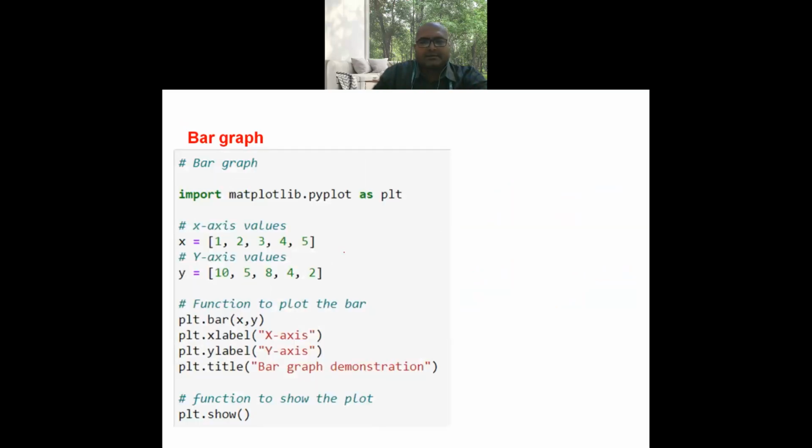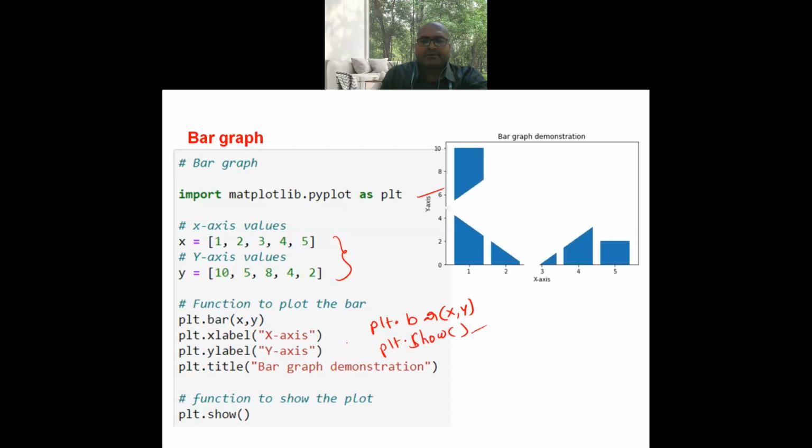Bar graphs. The procedure of bar graph is same as simple plot. The only difference is the basic syntax. Import library, define data. Here you can utilize plt.bar of the two variables between which the graph is to be plotted. plt.show will display the graph, and the remaining thing is same: x label, y label, title. You can add grid lines if required.